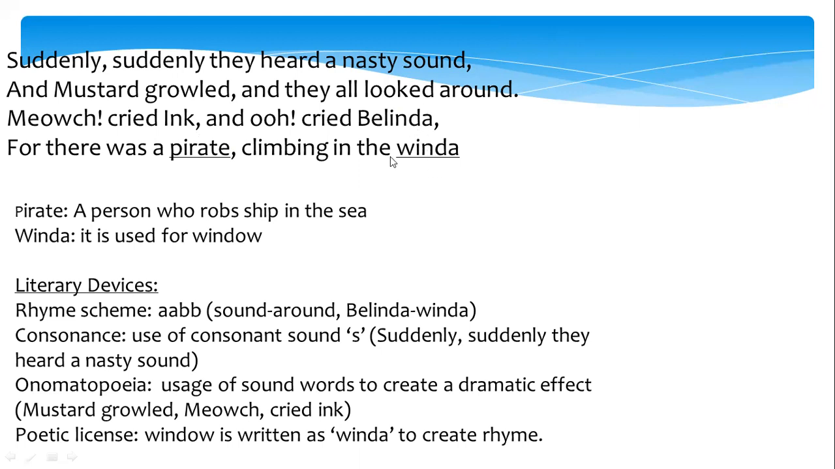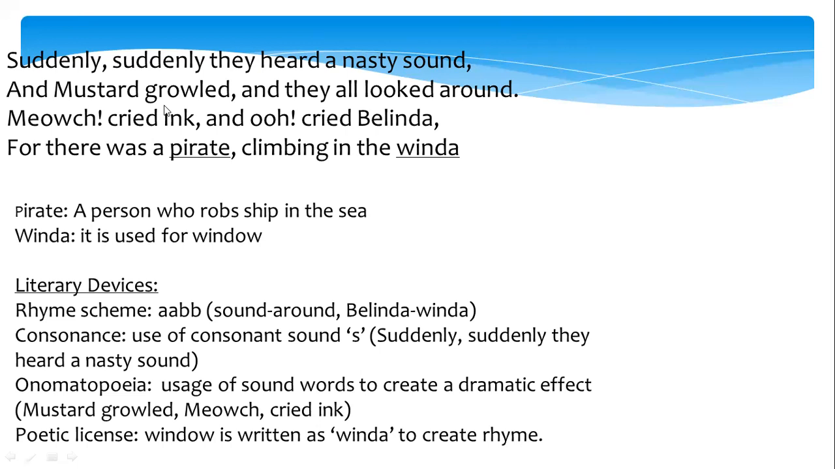As we all know, the poet has a license to use any word to rhyme it with other words. So here, literary devices. First of all, rhyme scheme: sound, round, AA; Belinda and window, BB. As I told you earlier, when a vowel sound is being repeated, it is called assonance. When a consonant sound is being repeated continuously, it is called consonance. First of all, suddenly, it is repetition also. And here, growled is an onomatopoeic sound.